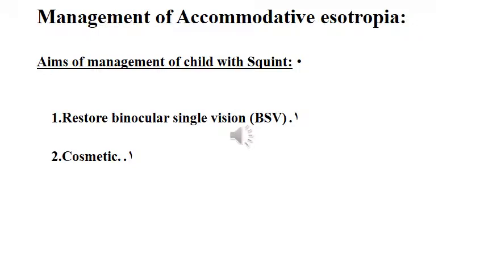Management of accommodative esotropia. Accommodative esotropia, as we mentioned, means there is some sort of accommodative disruption. It's either due to refractive error or due to high AC/A ratio in the absence of high refractive error. So we can divide it into fully accommodative, partially accommodative, or non-refractive.